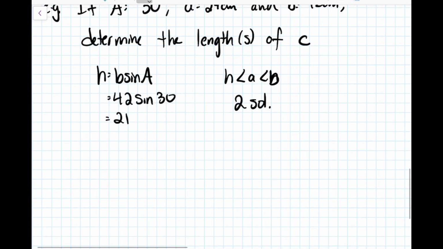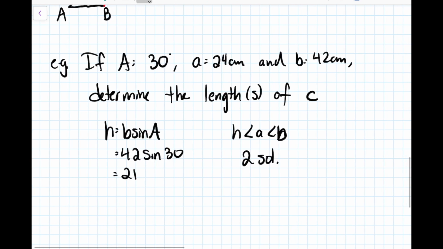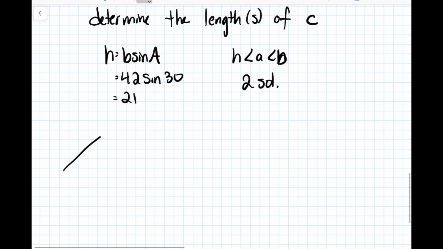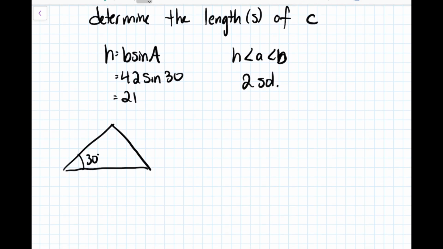So if I want to find the length of side C, if we just sketch this out real quick, right? So we've got 30 degrees down here. We've got side A is 24. We've got side B is 42. So I want to find out this side length at the end of the day.